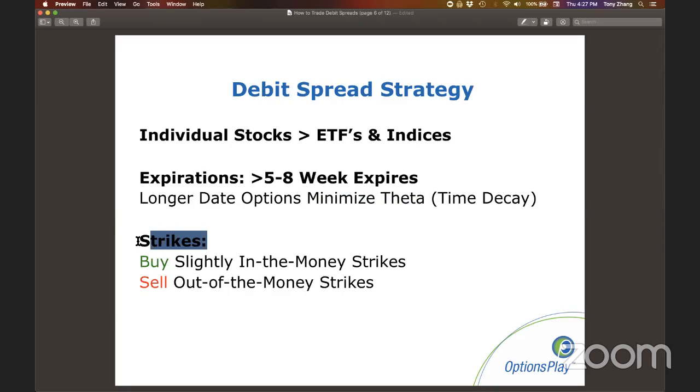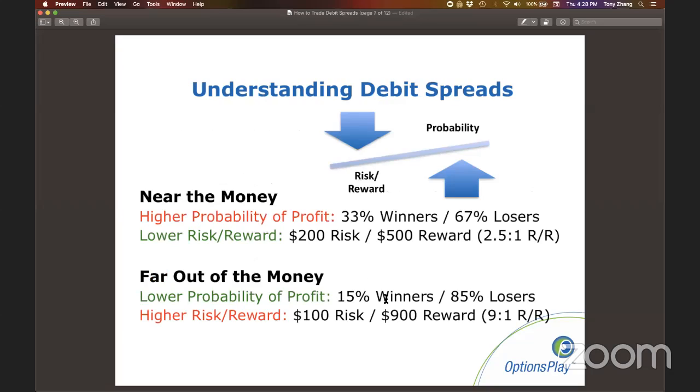And lastly, when we're talking about strikes, you always want to buy a slightly in the money strike as a starting point, and then you want to sell an out of the money strike against that in order to construct your debit spread. So those are just some of the key points to think about when you're trading debit spreads: how to pick your expiration and strike prices, and what type of instrument it's best suited for, which is stocks versus ETFs or indices.